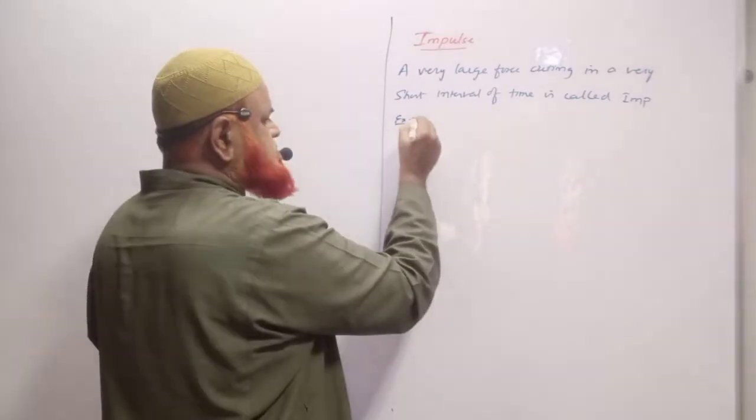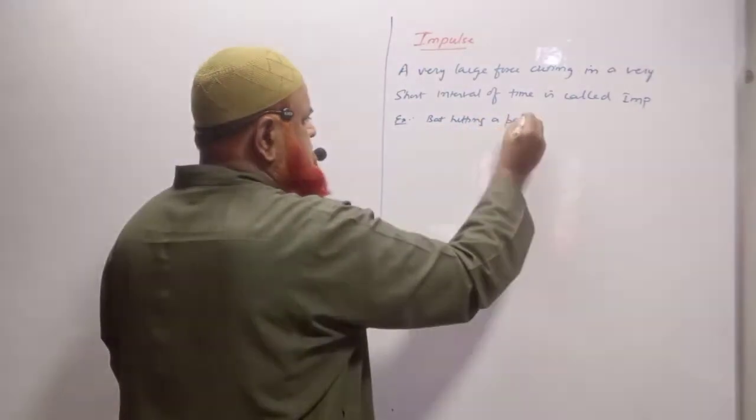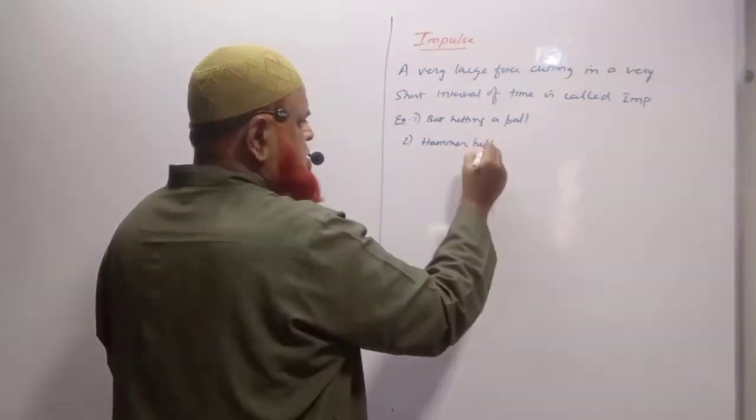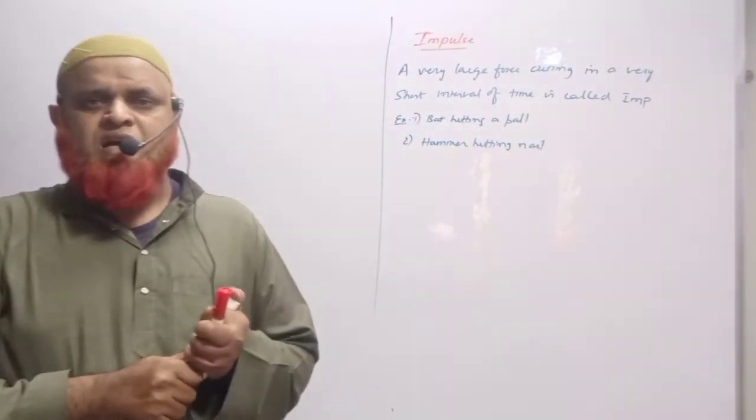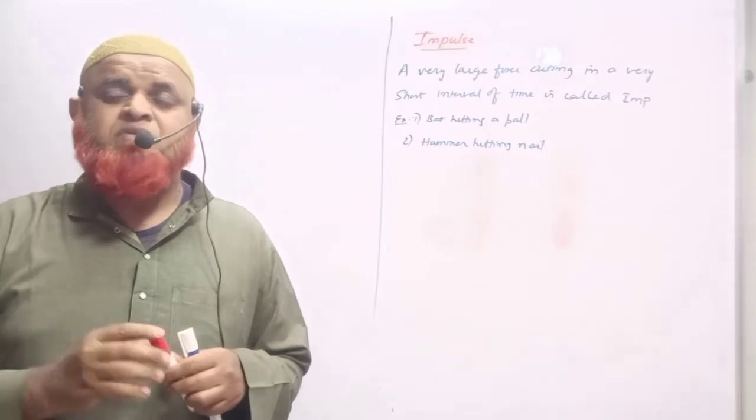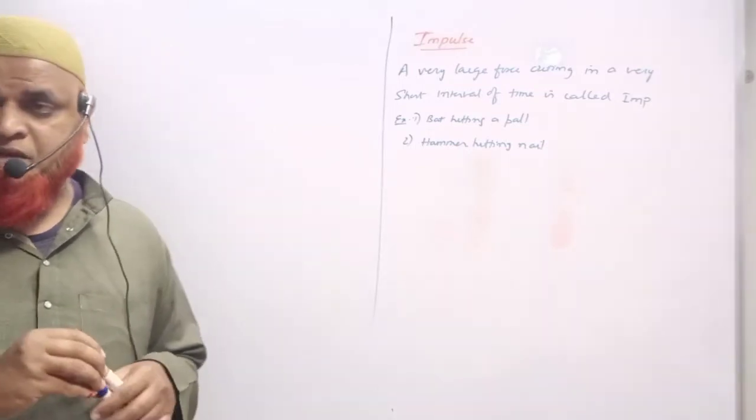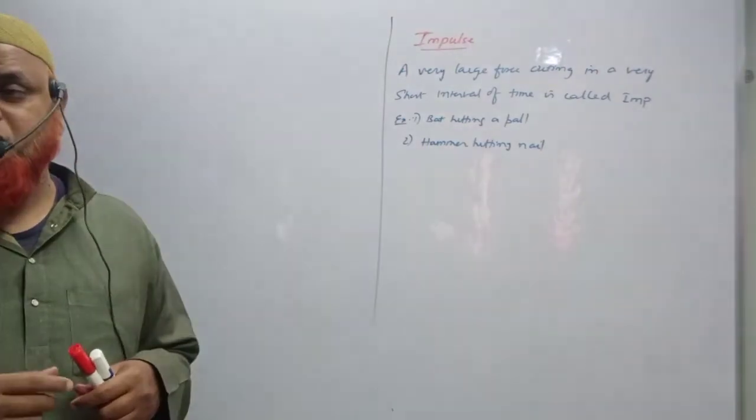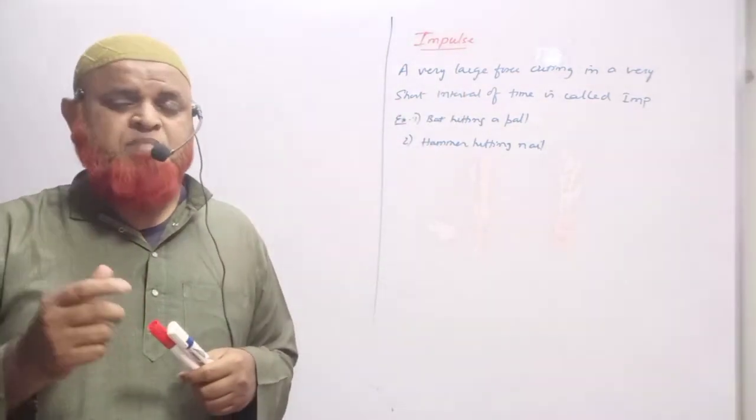Examples: number one, a bat hitting a ball; number two, a hammer hitting a nail. If you observe these examples, a very large force acts in a very short interval of time. If you hit a nail with a hammer, how much time will it take? The time of contact of hammer and nail is very small, a fraction of a second. A ball is hit by a bat; how long is the bat in contact with the ball? A fraction of a second, not a large time. So a very large force acting in a very short interval of time is called impulse.